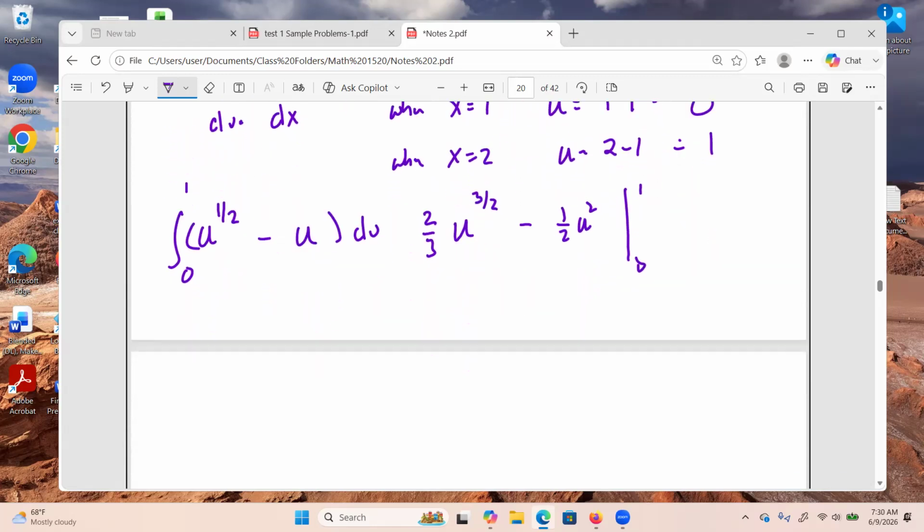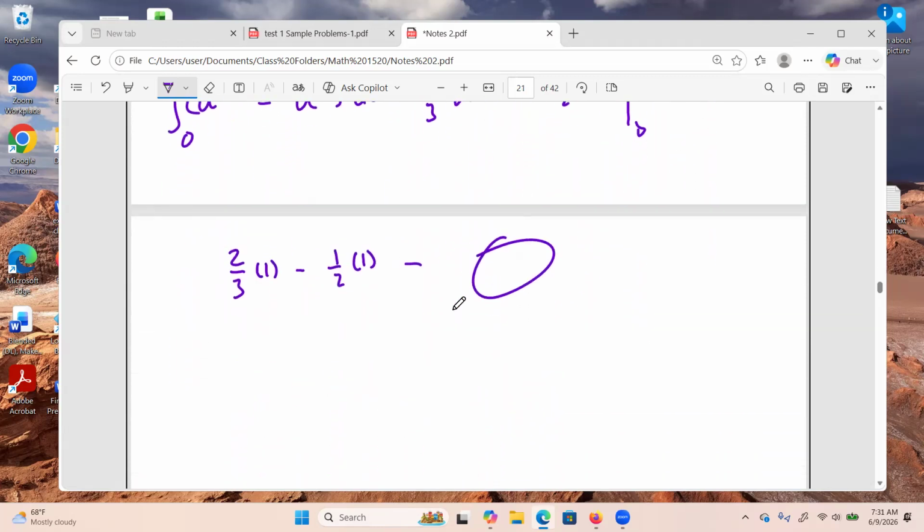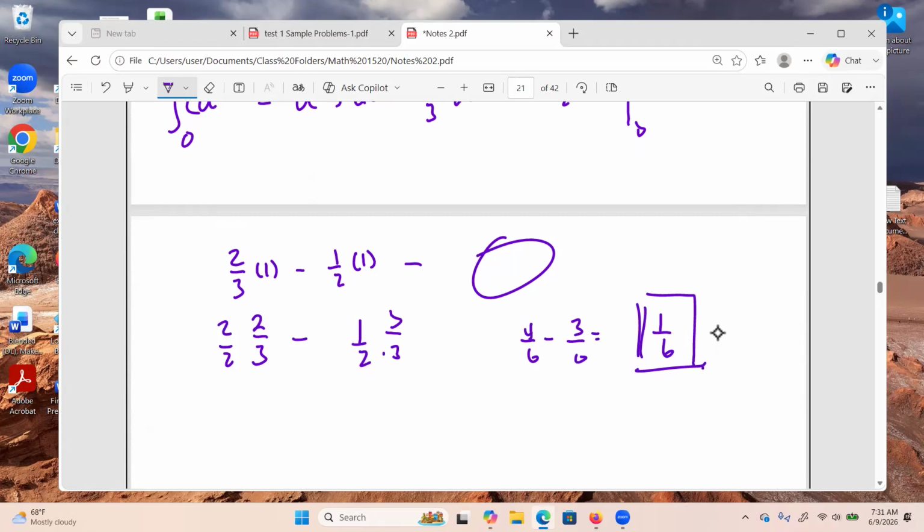So plugging in 1, that's not going to be too bad. We have 2/3 times 1 raised to the 3/2 power, which is 1, minus 1/2 times 1 squared, which is 1, minus, we plug 0 in here, we get 0. That's delightful. I mean that this time. So we end up with 2/3 minus 1/2. Go ahead and get common denominators. So we have 4 over 6 minus 3 over 6, giving us 1 over 6. And that is my area between these two curves.